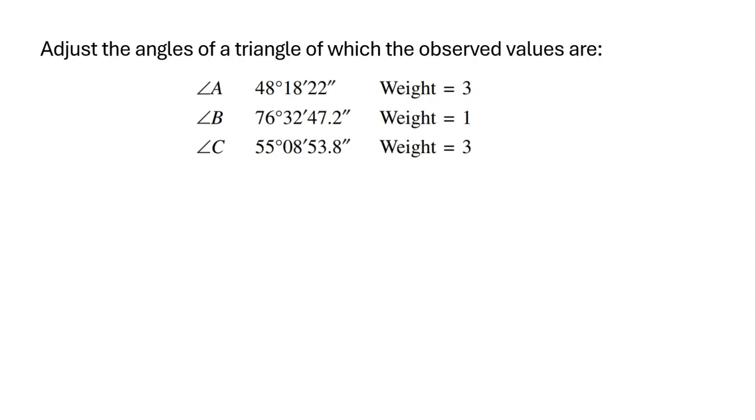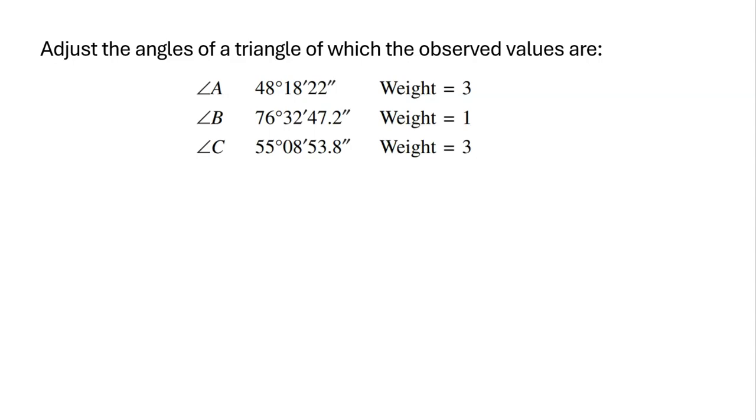The problem statement says: adjust the angles of a triangle of which the observed values, angle A, angle B, angle C, are given, and their weights are also given. For angle A, the measurement is done with weight equal to 3. For angle B, the weight is 1. For angle C, the weight is equal to 3. So the scheme of solution is really simple.